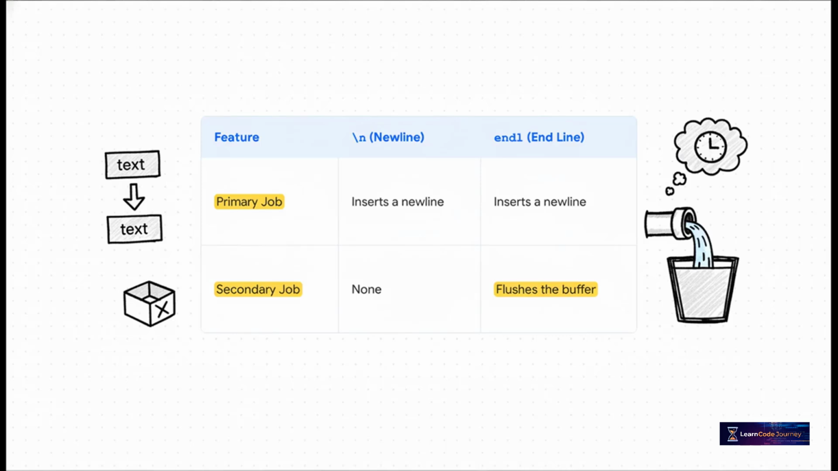Okay, this table makes it super clear. Look at the first job. Inserts a new line. Both of them do that. No difference. But check out that second row. See how \n has nothing? And endl, on the other hand, has a second job. And there it is in bold. Flushes the output buffer. That's the whole secret.